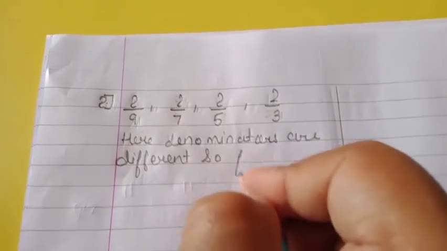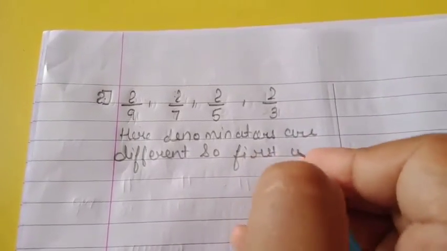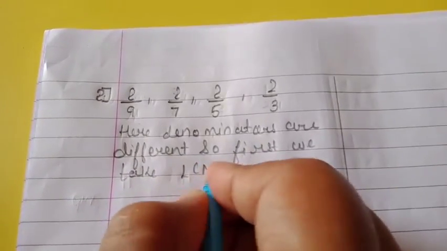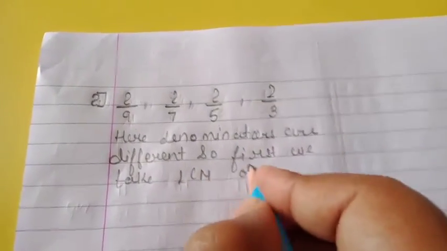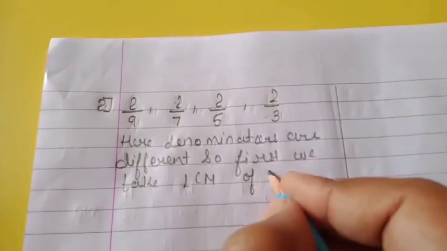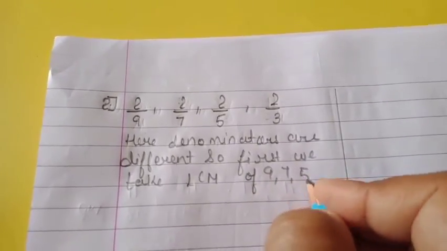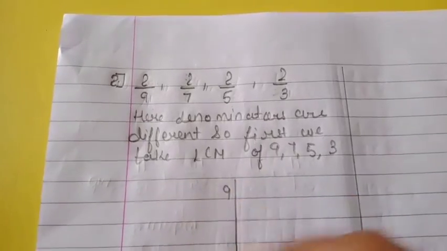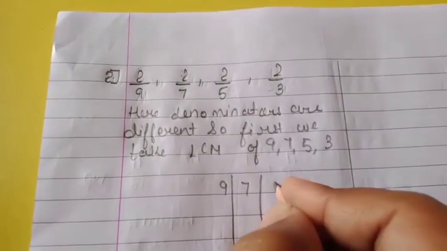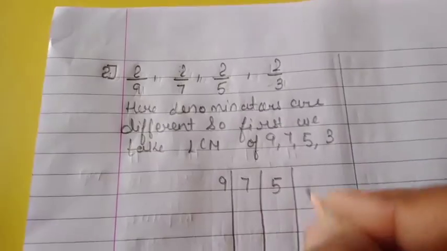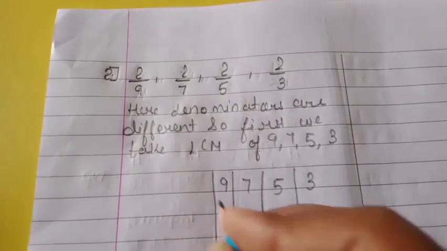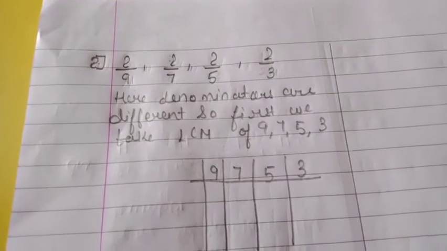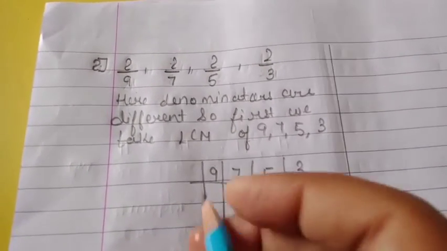So first we take LCM. LCM of which numbers, the denominators? 9, 7, 5, 3. So 9, 7, 5, 3 all are odd numbers. It will not come in the 2 table. So we will start with 3.